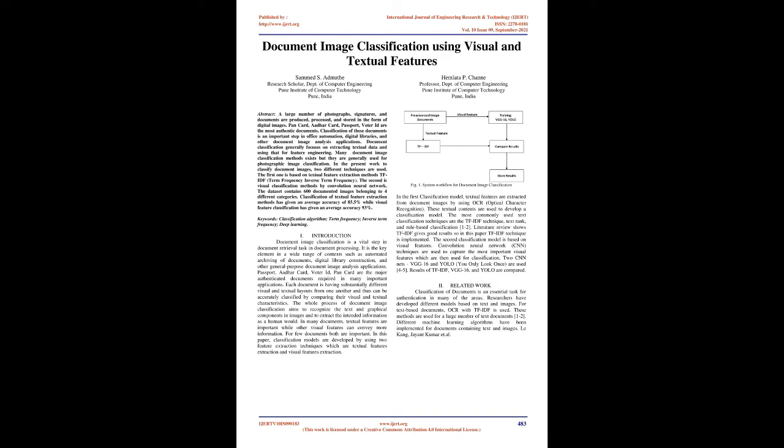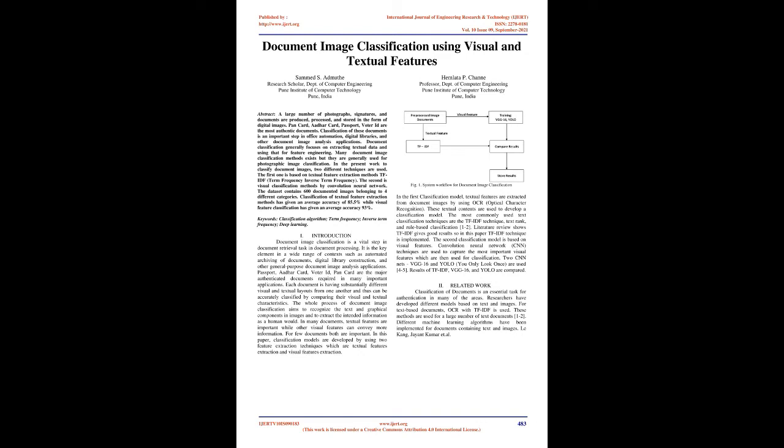The whole process of document image classification aims to recognize the text and graphical components in images and to extract the intended information as a human would. In many documents, textual features are important while other visual features can convey more information. For a few documents both are important. In this paper, classification models are developed by using two feature extraction techniques, which are textual feature extraction and visual feature extraction. Fig. 1. System workflow for document image classification.